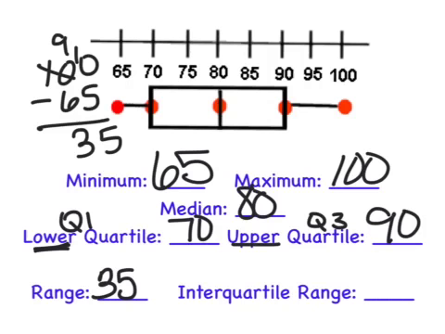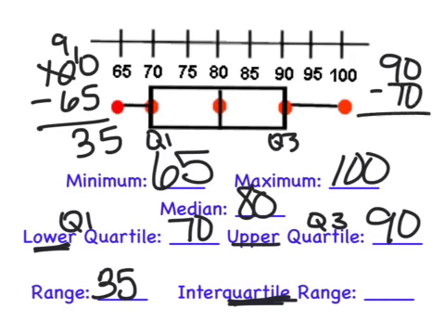But now it wants my interquartile range, keyword being quartile. That tells me I'm looking at my quartiles, and my quartiles are what make up my box. So I'm going to have to take Q3 and subtract Q1. So take my upper and subtract my lower. My upper was 90. My lower is 70. If I subtract those two, 90 minus 70 is going to give me 20. So my interquartile range is 20. Really, that's as simple as it gets. It's not going to get any harder today.